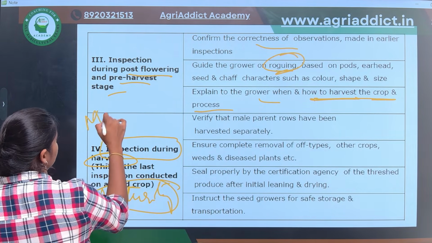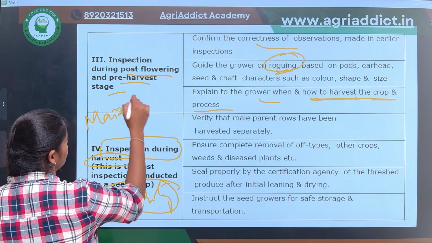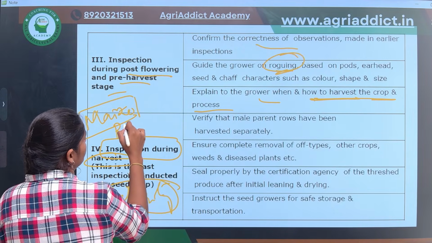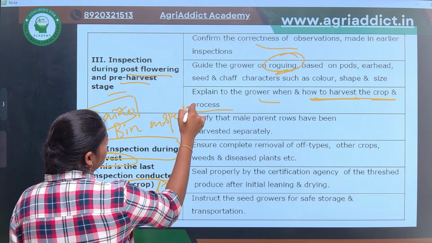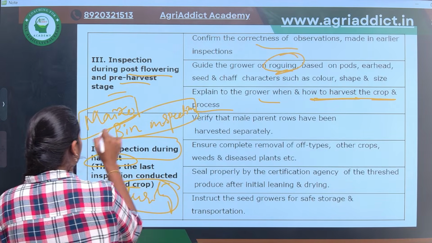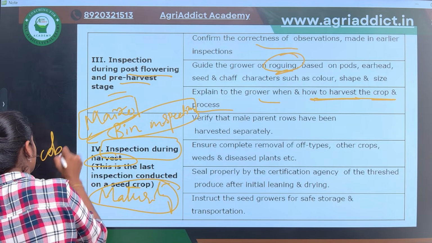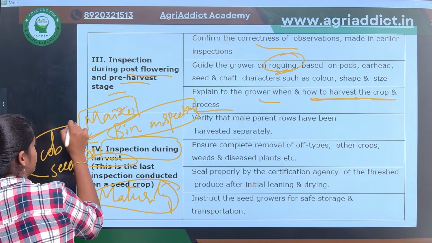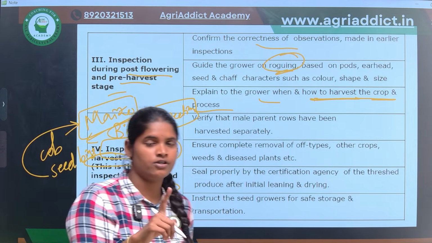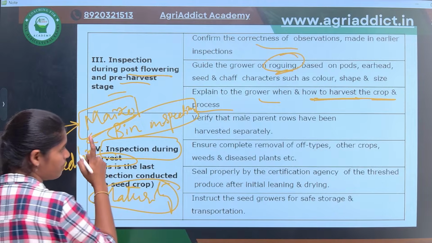But the exception, you just note here, for maize, we are doing bin inspection. That means after removing from the crops, in seed bins, we are going for the inspection in case of maize. The only exception, just remember this. This is called bin inspection.